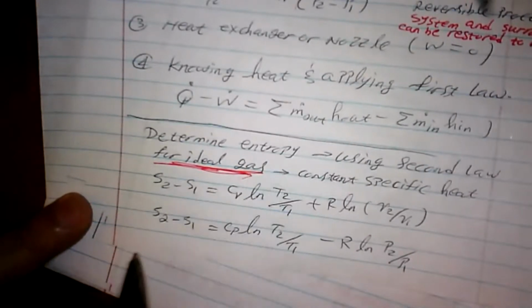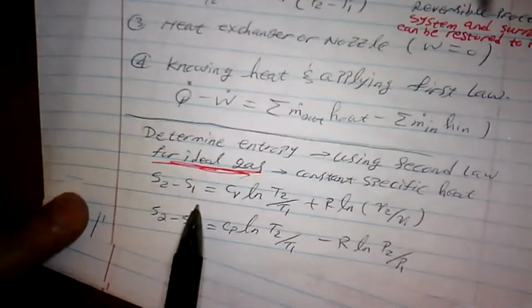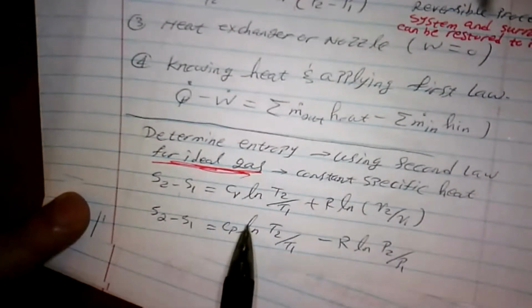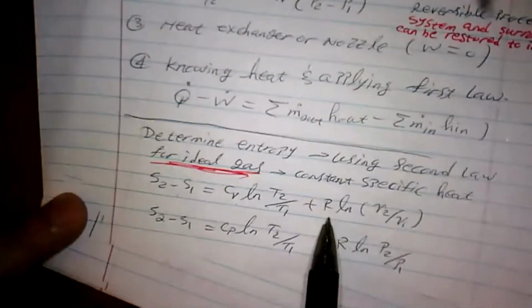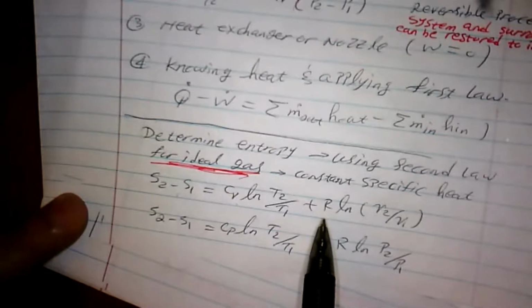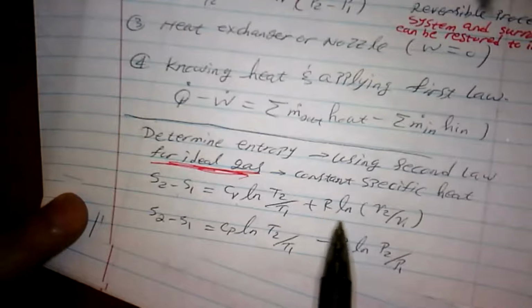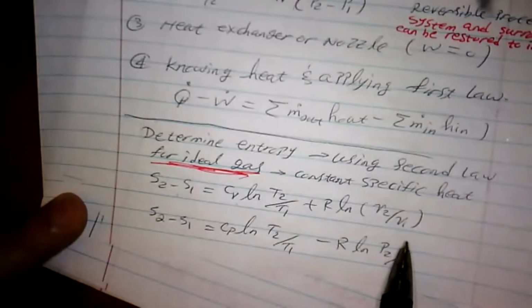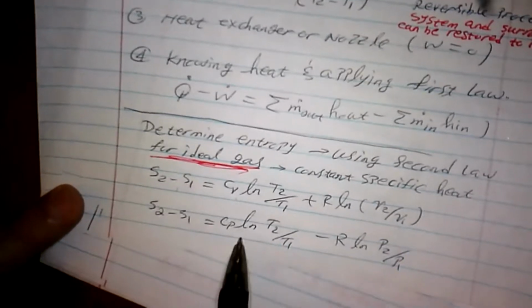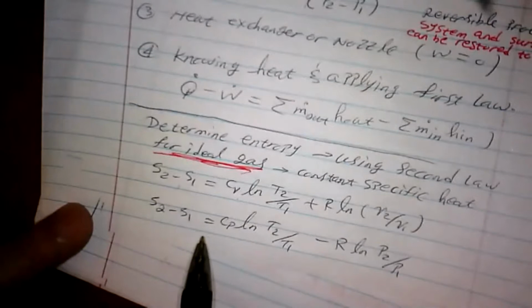Okay, for an ideal gas, this is the change in entropy. For a closed system, we have Cv natural log of T2 over T1 plus the gas constant, which is the universal R bar divided by the molecular weight, times the natural log of the ratio of specific volume 2 over specific volume 1. For an open system, we use a different formula to calculate the change in entropy for ideal gases.